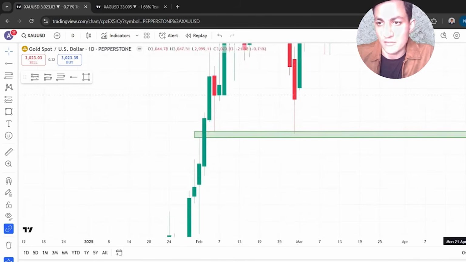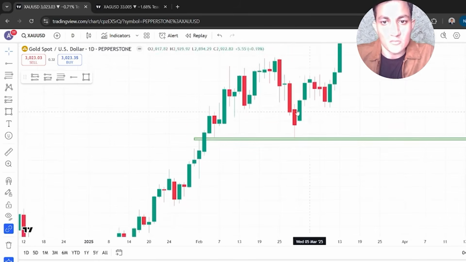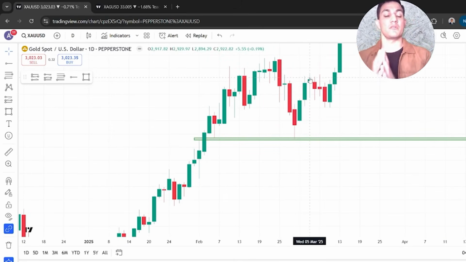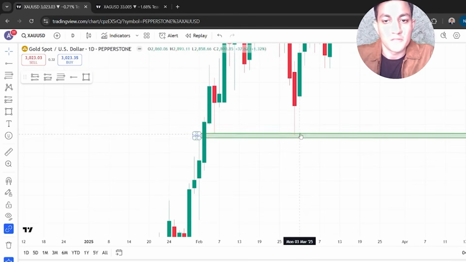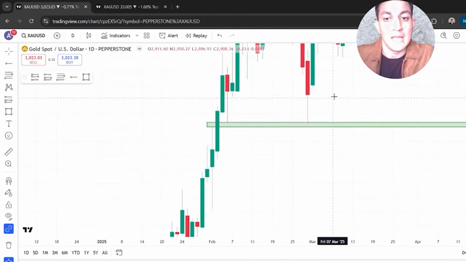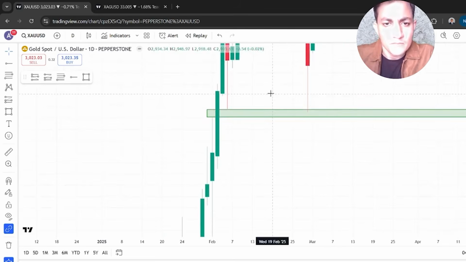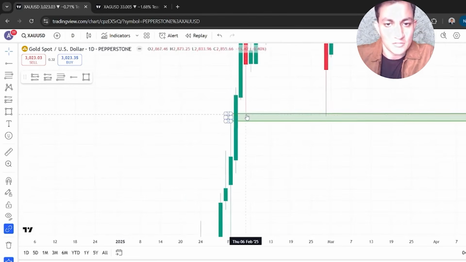This wick here, so let's zoom out. This wick here comes all the way down, taps that remaining fair value gap, instantly shoots off. That is very, very, very bullish. Now, why is that really bullish? Because there's two things that have happened. Price has come down to fill out this fair value gap, even more of it. And more importantly, this is actually a liquidity sweep, right?